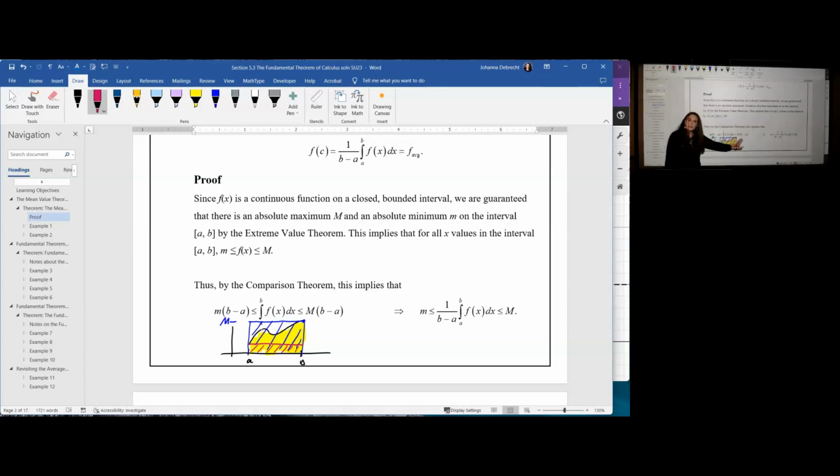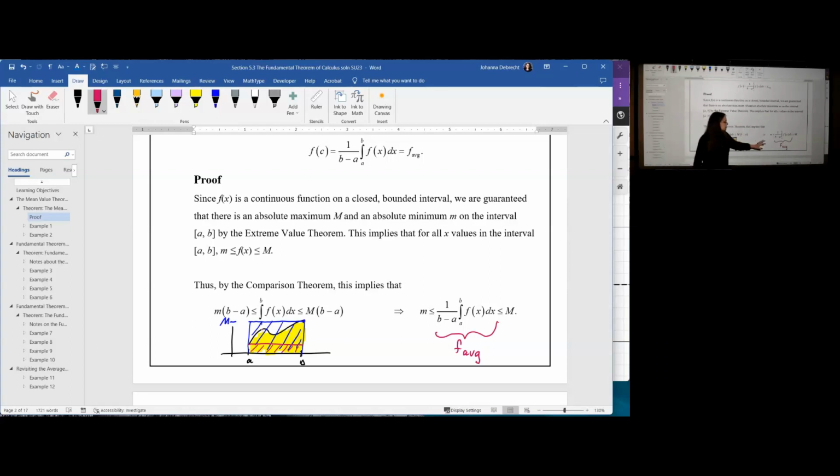Because b is to the right of a, I know b minus a is positive. So I can then divide all three parts of the inequality by the positive value of b minus a. This tells me that the minimum value is less than or equal to 1 over b minus a times the definite integral from a to b of f of x dx, which is less than or equal to the maximum value. But we know what this is. This value right here is the average value of the function over the interval between a and b.